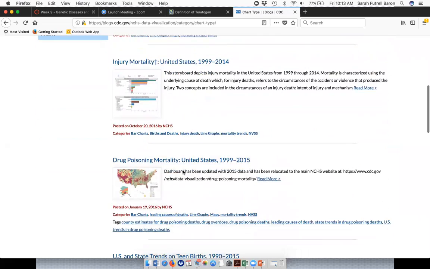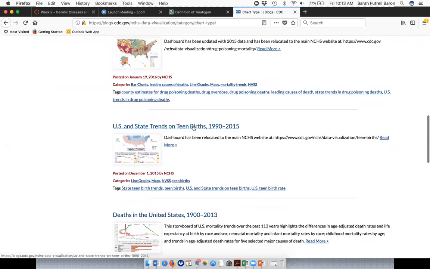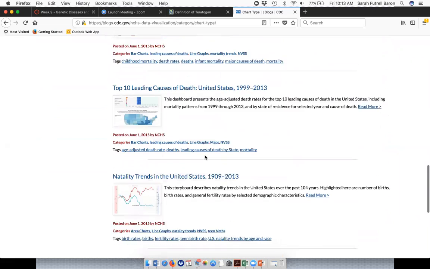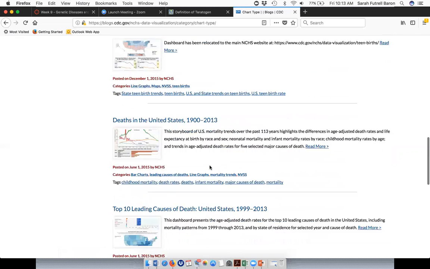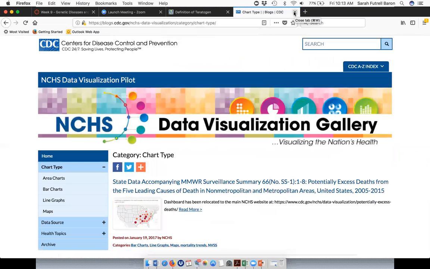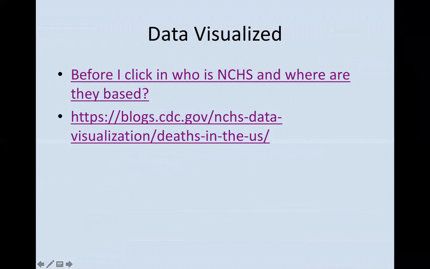And here's drug mortality, this is teen birth rates. So this is important for you to know that teen births have lower, I meant to say lower birth weight. They have lower birth weight, okay? So that means that they're more at risk for infant mortality. And so these are birth rates for unmarried women. So you can kind of just click on here and get some really good visuals there. So let me get back to my PowerPoint.